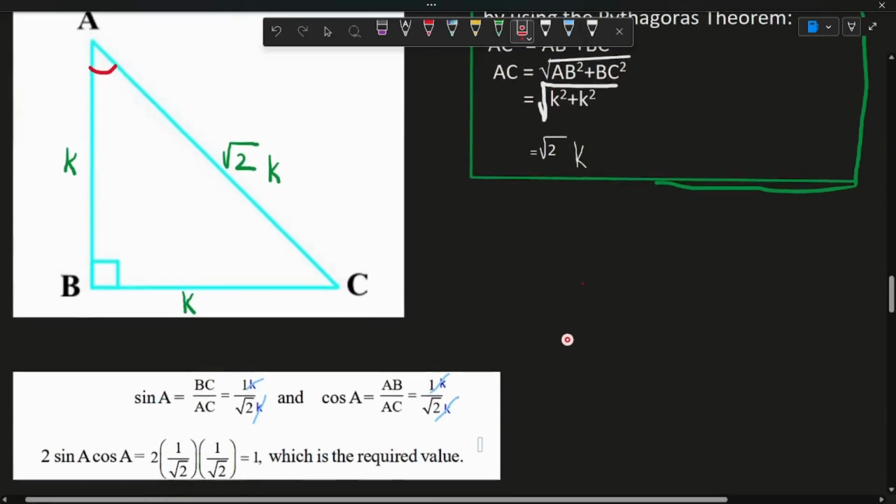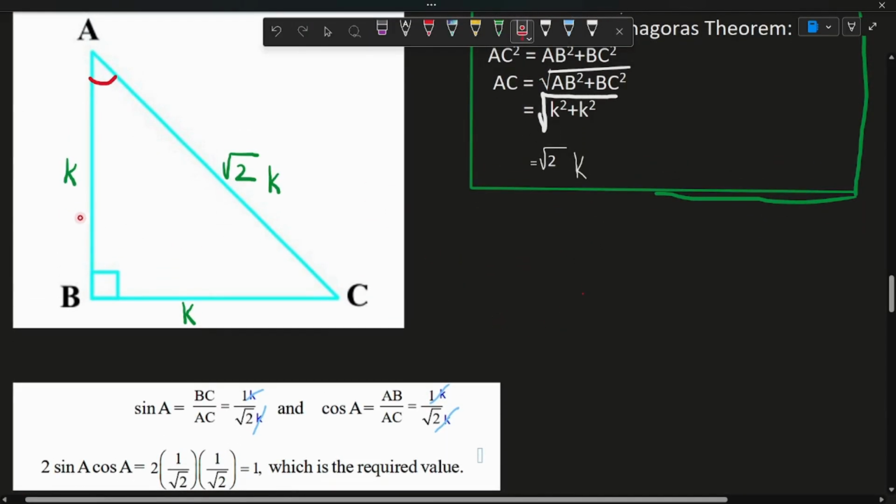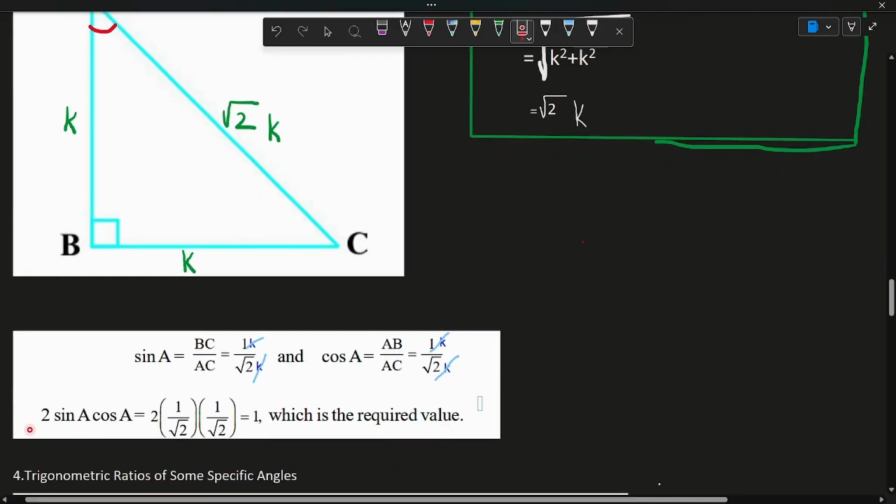Let us find sin A. We know that sine is opposite side by hypotenuse. We know that opposite side is k. What is hypotenuse? Square root 2k. It will become k by square root 2k, then k and k get cancelled. It will become 1 by square root 2. Next, come to the cos A. We know that cos A equal to adjacent side by hypotenuse. So it will become k by square root 2k. K and k get cancelled. It will become 1 by root 2. Now we have to substitute the ratios of sin A and cos A in the given problem.